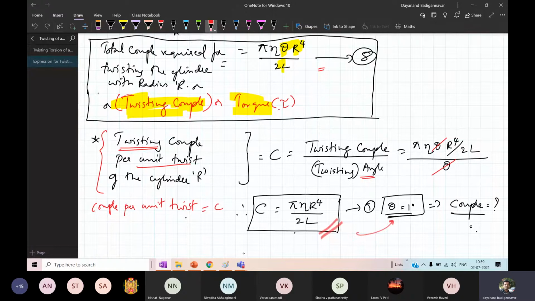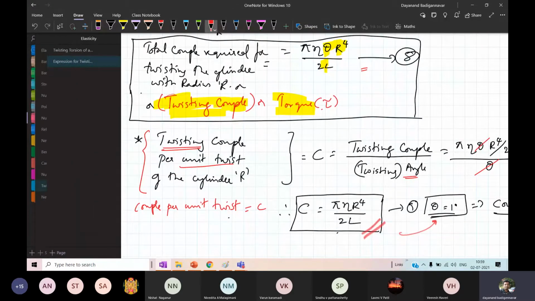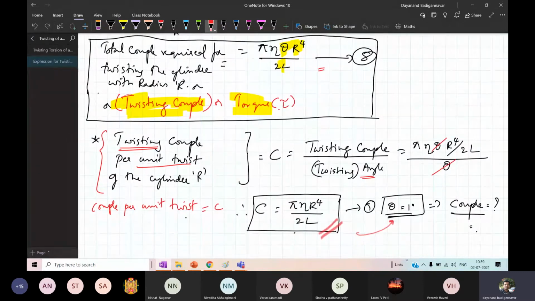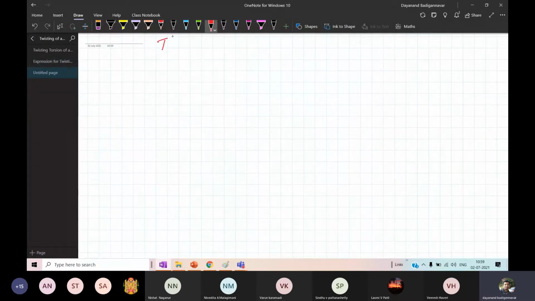Okay, so before we go to these numericals, there is one more part called a torsion pendulum. Okay, go for the next one. A small discussion is there on this part and we'll finish it off.